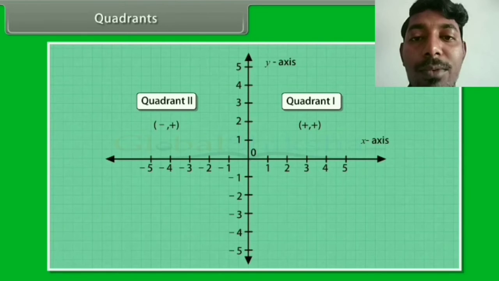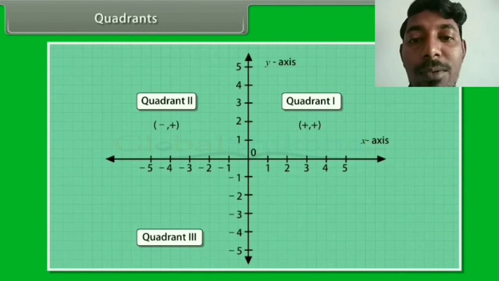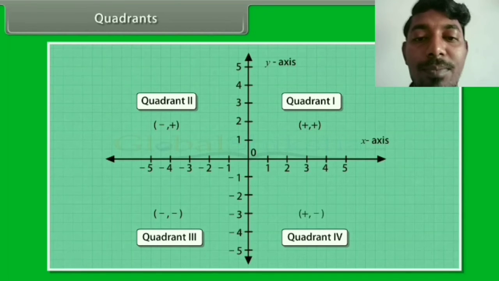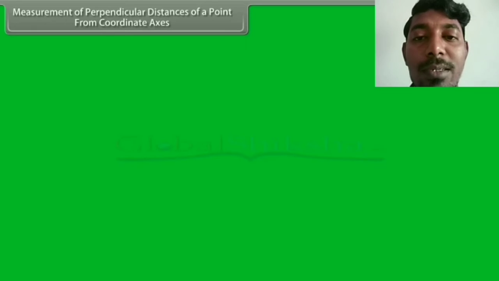These parts are called quadrants. In the first quadrant, x is positive and y is also positive. Second quadrant: x is negative and y is positive. Third quadrant: x and y are both negative. Fourth quadrant: x is positive and y is negative.